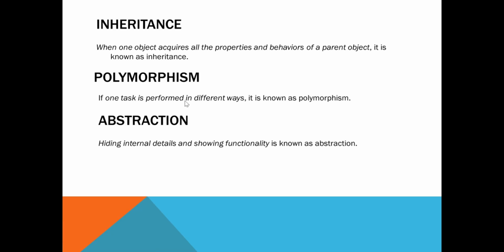Polymorphism. If one task is performed in different ways, it is known as polymorphism. For example, to convince the customer in different ways, or to draw something, for example, a shape: triangle, rectangle, etc. In Java, we use method overloading and method overriding to achieve polymorphism.